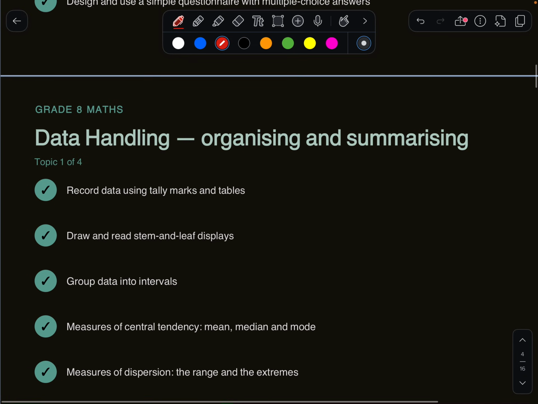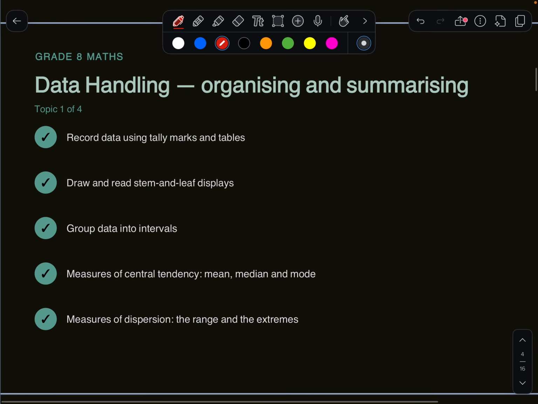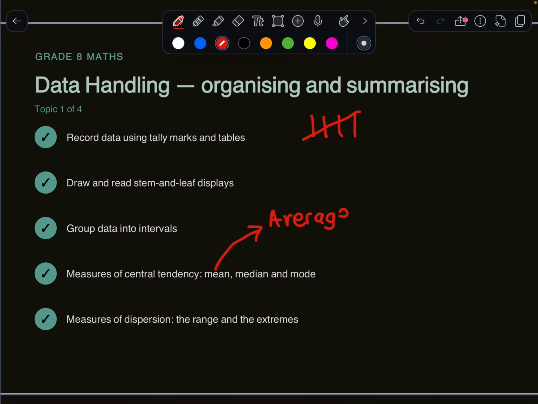Data handling also includes using tally marks. That's when you're counting like this, 1, 2, 3, 4, 5, drawing tables, reading stem and leaf displays, grouping data, and then looking at mean, median, and mode, which you might have seen before. So mean is your average, and how you work it out is you add up all the numbers and then divide it by how many.